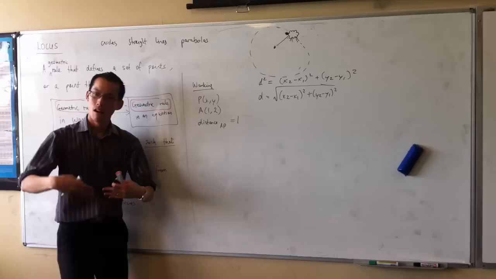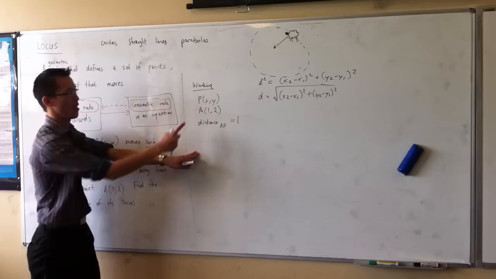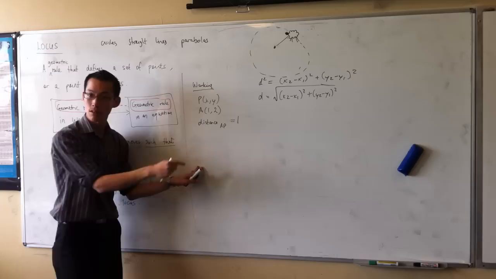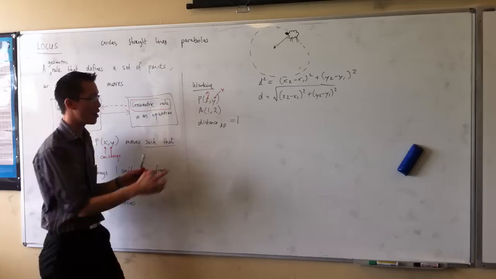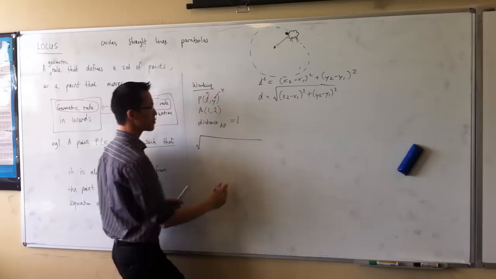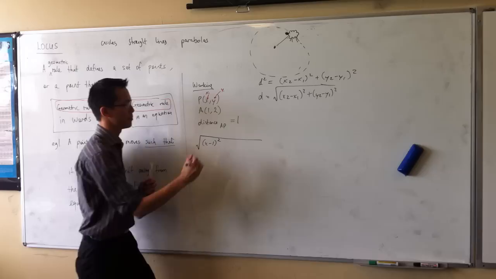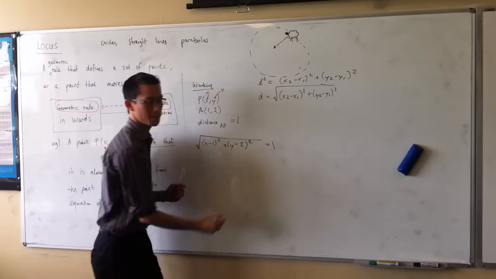I'm going to substitute that in here, but here are my actual specific details. Here's my x1, y1. And here's my x2, y2. Now, don't get too confused. The x1 is x, and the y1 is y. They're not actual numbers. I don't know what they are because they can move around and they can change. So my next line will be the square root of, all right, what have we got here? We've got x minus 1, all squared, and then I've got y minus 2, all squared. It's equal to 1.